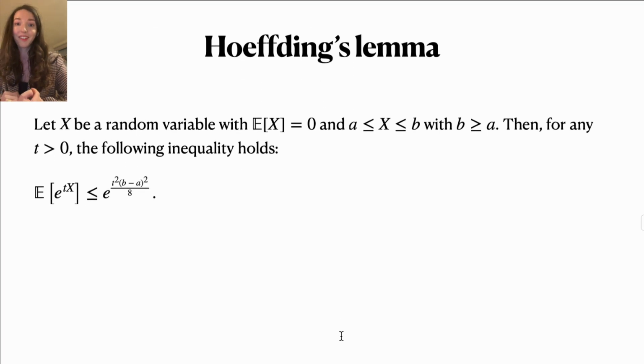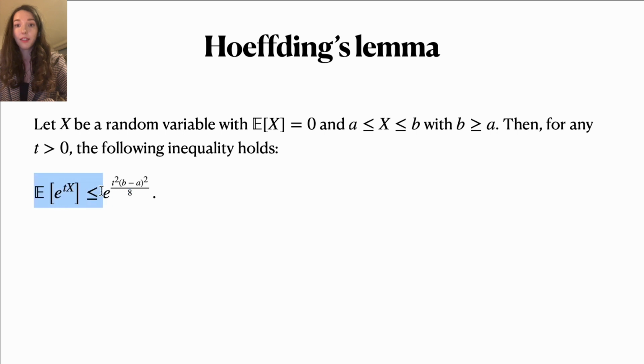So then we will need one more lemma, for which I'm not going to show the proof, but I'm just going to show the statement. So this is Hoeffding's lemma, which says that if I have some random variable with mean 0, so the expected value of this random variable x is 0, and if this x is also bounded, so it lies between some lower bound a and some upper bound b, then basically for any t greater than 0, the following inequality holds.